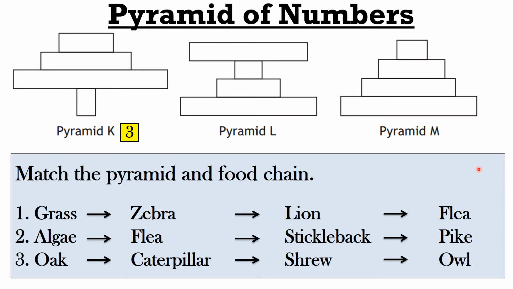The second one, you've got a high number of something at the top there, which would maybe suggest an insect, and that is indeed the case. So that is flea that goes in there, so pyramid L is 1. The grass, zebra, lion, flea, and then pyramid M is your sort of standard. So algae, flea, stickleback, pike. So that's number 2.